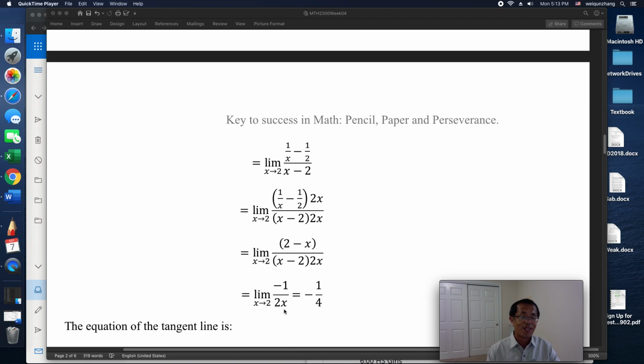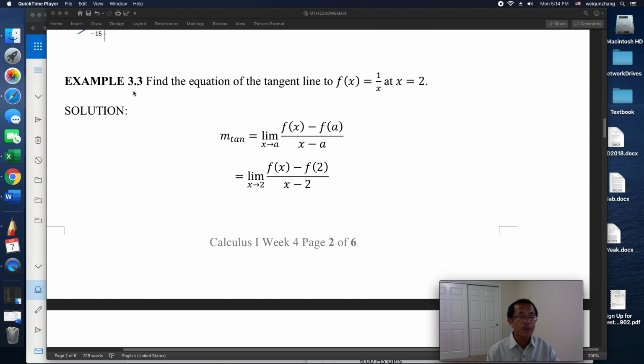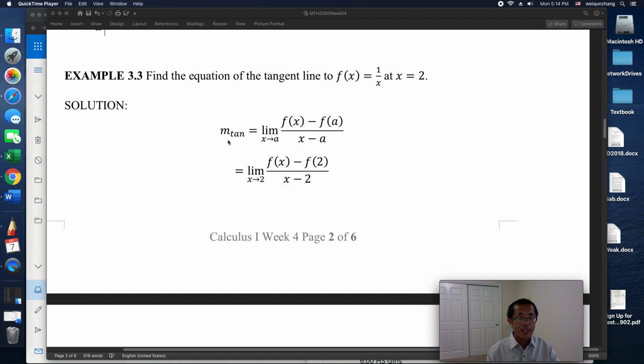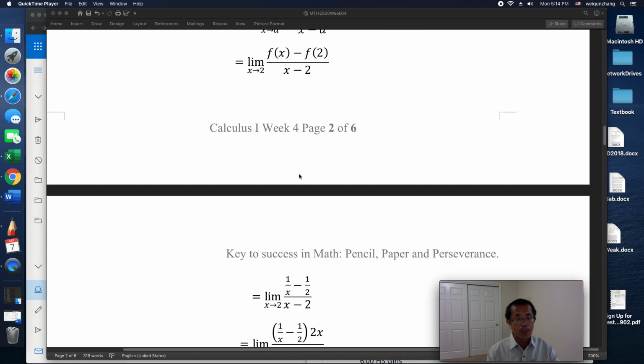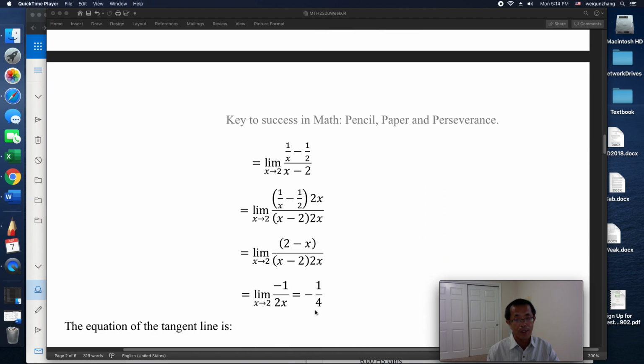Remember, to find a limit we consider direct substitution. All the work we did was because we realized direct substitution could not be done in the beginning. Now, after the manipulation, direct substitution works perfectly fine. I simply replace x with 2, so I get a slope of -1/4. Okay, this is example 3.3. Find the equation of the tangent line. What I did so far is the slope of the tangent, which is a limit, and we figured out the limit is -1/4.